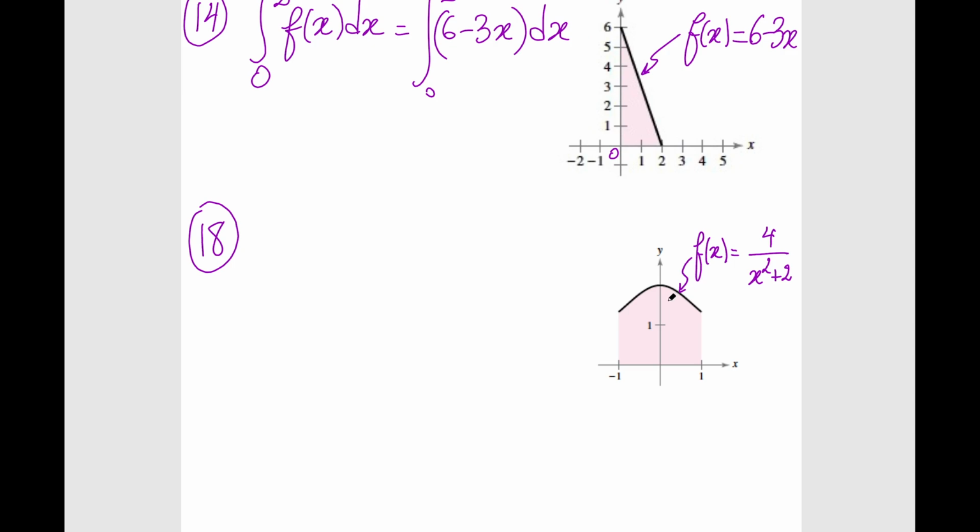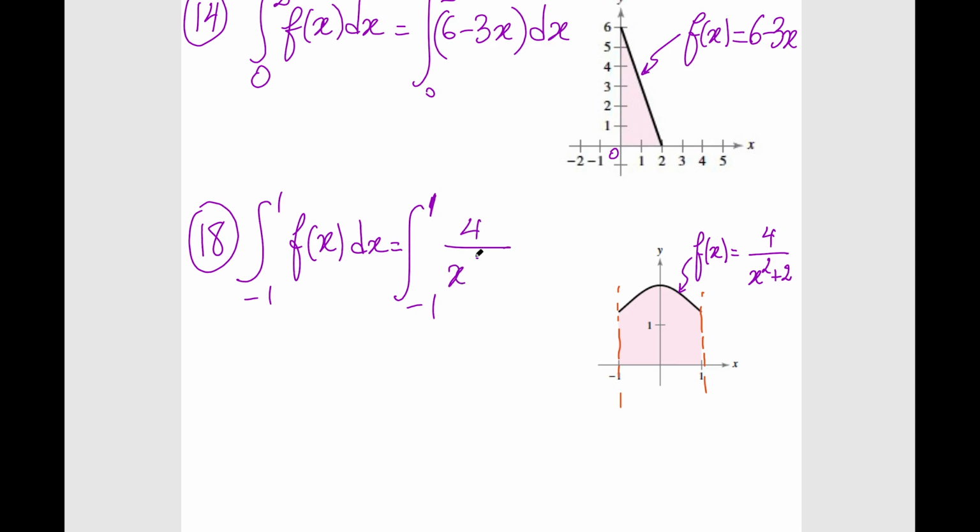Okay. All right, so here we're talking about the vertical lines x equals -1 and x equals 1. So these would be the bounds, right? So we are integrating from -1 to 1. The function is not negative, so that definite integral is going to be just the area below the curve and above the x-axis, right? All right, so the integral from -1 to 1 of f of x dx. And as we said, f of x in this case is 4 divided by x squared plus 2, dx. Okay.